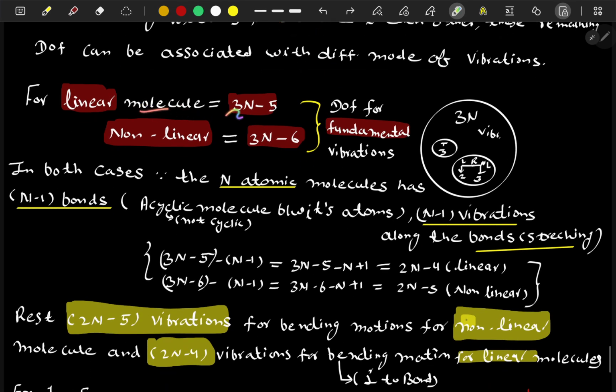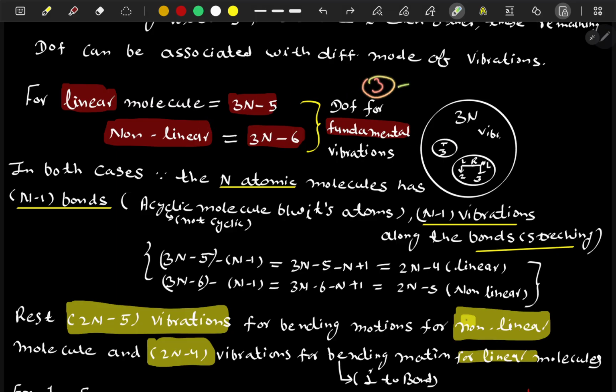Now for a linear molecule, what will we have? Suppose we have total 3n and for translation 3. So for a linear molecule, the degrees of freedom for fundamental vibration will be 3n minus 5, and for a non-linear molecule it will be 3n minus 6. Getting my point or not? Just remember this.